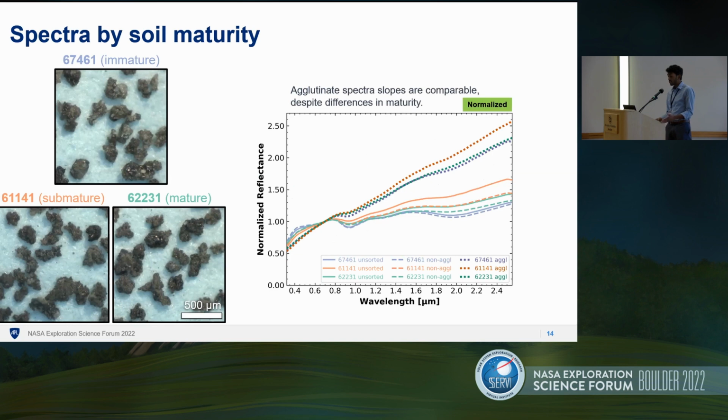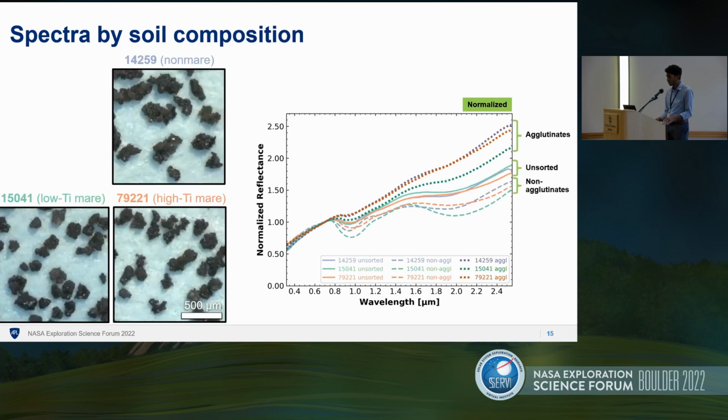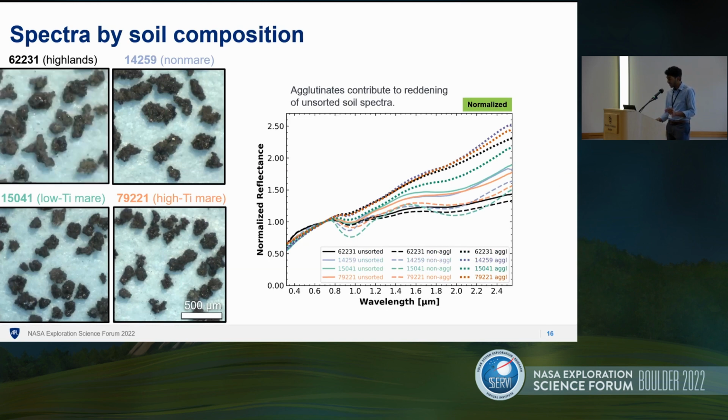All right, moving on to spectra for soils of different composition and looking at normalized reflectance. Here we have the non-Mare soil, the low titanium Mare soil, and the high titanium Mare soil. And we see again that the agglutinates have this very steep, much redder slope, while in this case, the non-agglutinates are all shallower in slope than the unsorted soil. And this picture gets a bit more complicated when we add in the highland soil in black, but we're still seeing that the agglutinates have this much steeper slope.